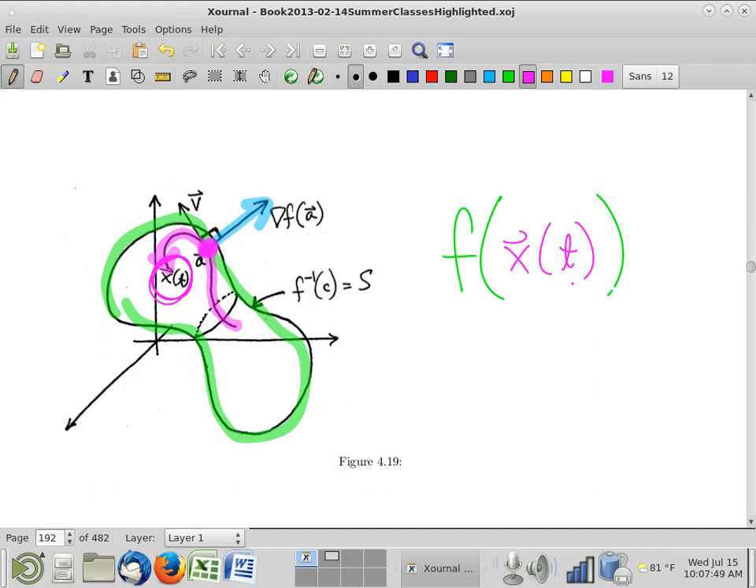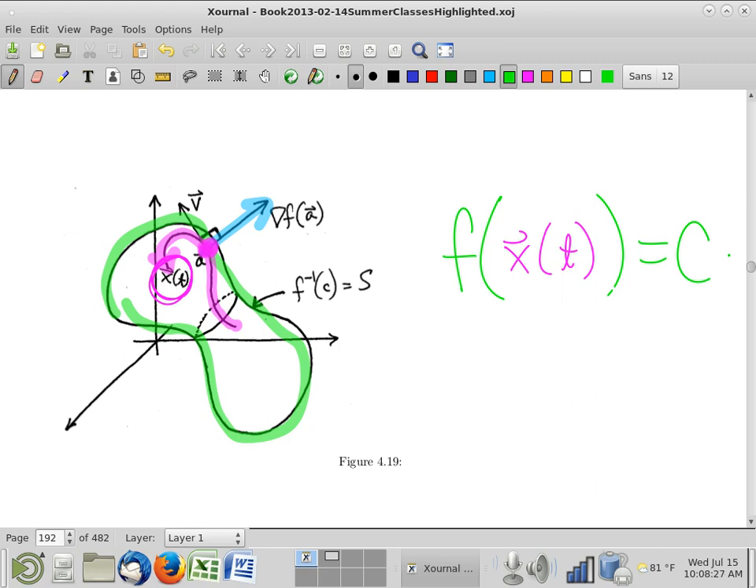At any given time, wherever I happen to be, x of t, this path, keep in mind, by assumption, the path is on the level set. So the value of the function, which I've written in green to connect it to this picture in green, which indicates a level set, the value of the function is c. This is just an algebraic way of saying that the path was defined to be on the level set.